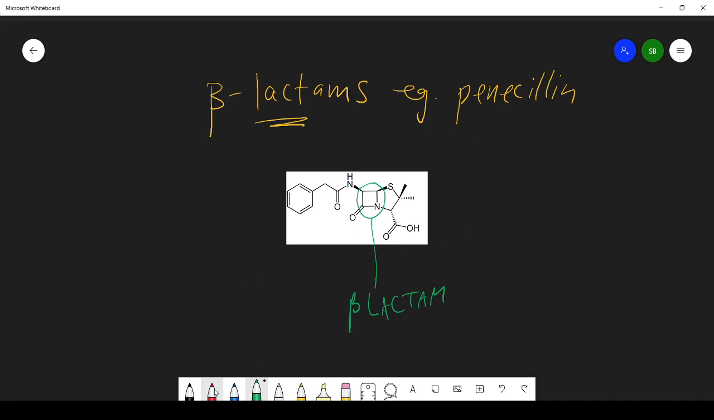The bad news is resistance is not futile, and a lot of bacteria have developed beta-lactamases, which actually specifically attack this ring.